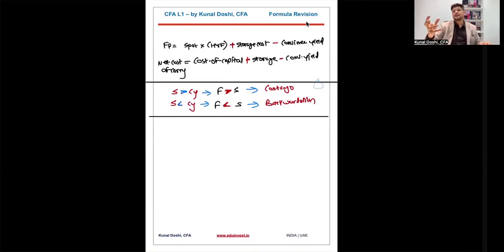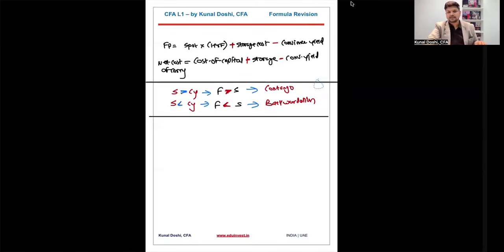Convenience yield is a benefit, right? Storage is a cost, so it's negative, but we add it in the formula. Convenience yield is always a benefit that will reduce the forward price. All good, everyone? Check, confirm.